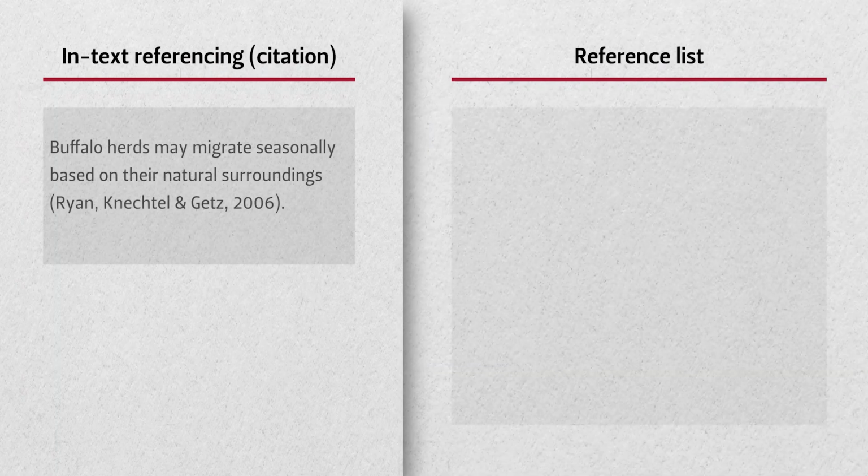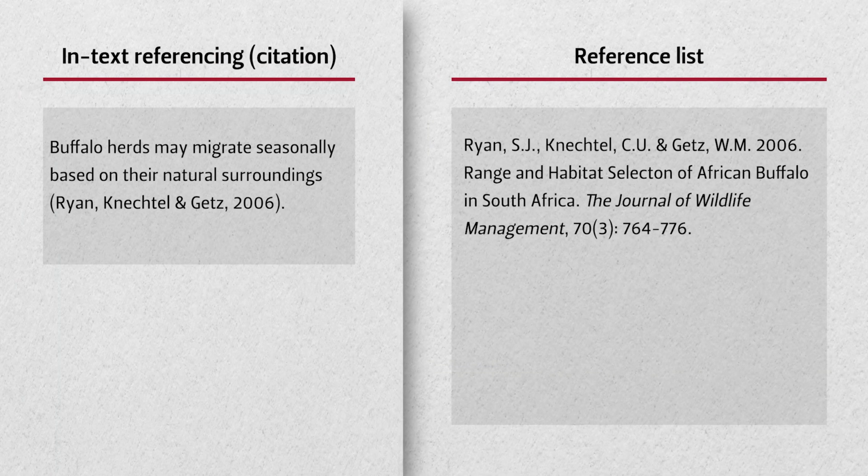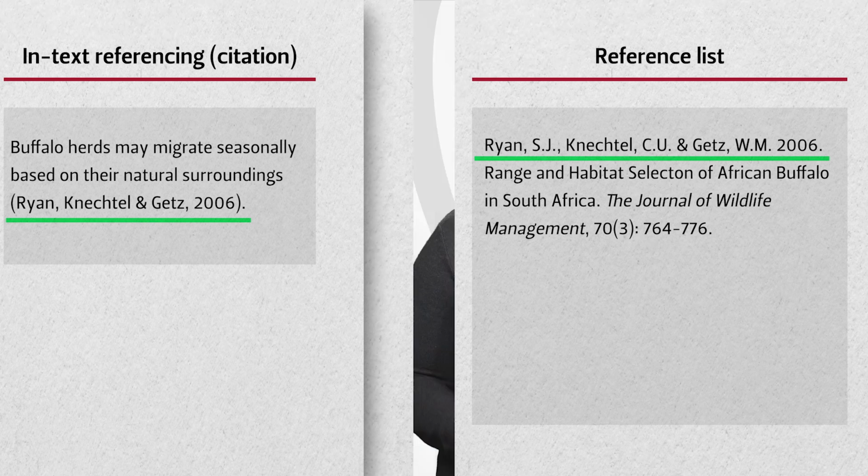Harvard referencing is made up of two aspects: in-text referencing and the reference list. The in-text reference, or citation, is located within the body of the text, whereas the reference list is placed at the end of the text. It is important that both parts are present whenever you use Harvard referencing.